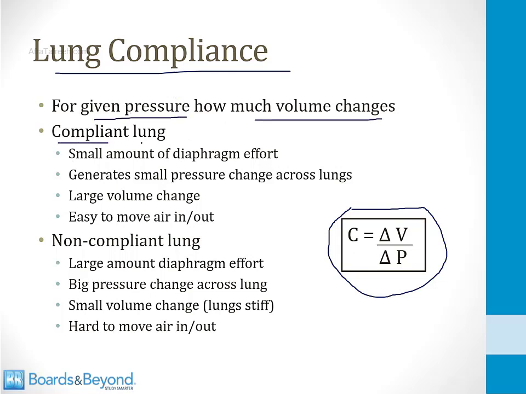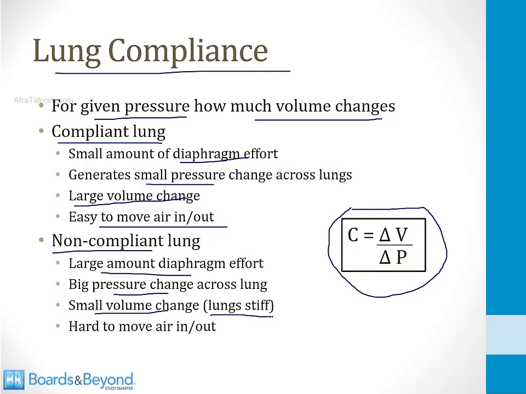If the lungs are very compliant, it takes a small amount of diaphragm effort to generate just a small amount of pressure and you'll get a large volume change. So compliant lungs have an easy time moving air in and out because they easily expand and contract. Non-compliant lungs are stiff. You need to apply a large amount of effort from the diaphragm and a big pressure change just to get a small volume change because the lungs are stiff. And in non-compliant lungs, it's hard to move air in and out.